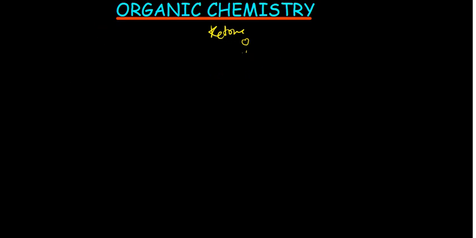When we are naming aldehydes, aldehydes end in "al", ketones end in "one". That's from the word ketone. We get the last two. Aldehyde, it's "al". So let's start with a very simple ketone.